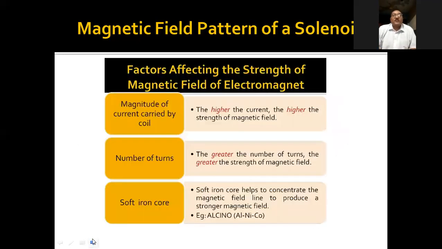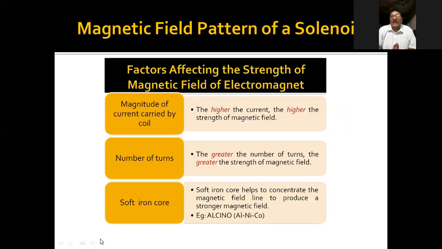Okay, so when you have a solenoid, that spiral thing, and when you flow current through it, you see it has a magnetic field. It's an electromagnet, and the magnetic field produced is exactly like the field pattern of a bar magnet. And the strength of that magnetic field is affected by different factors. You know, there are three factors.